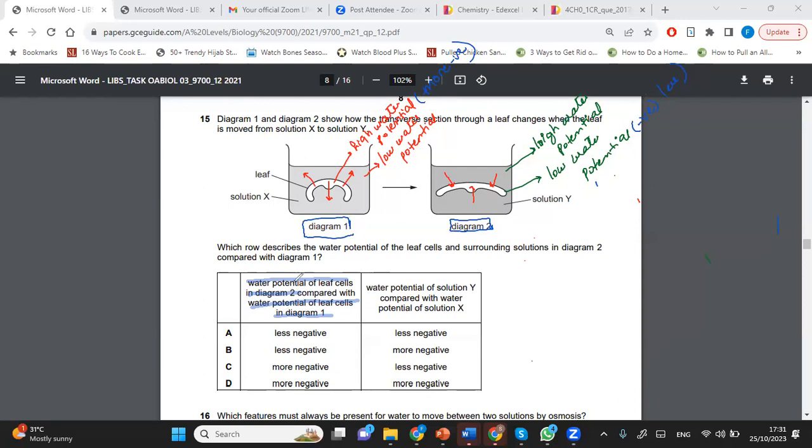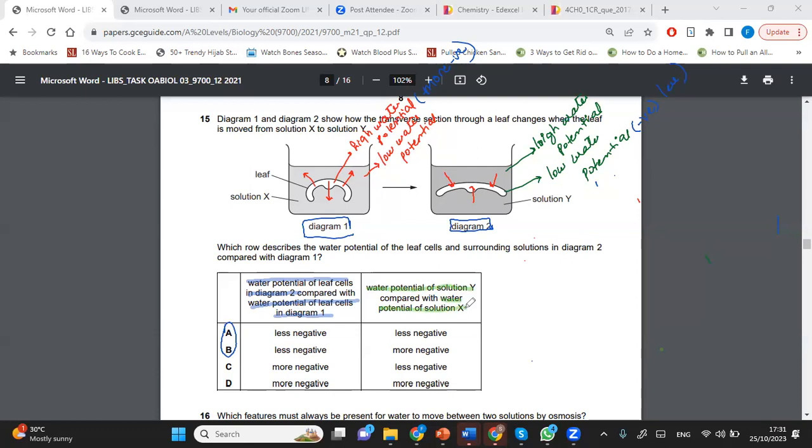So they're saying compare diagram 2 to diagram 1. So diagram 2 is less negative compared to diagram 1. So our answer is either option A or option B. Then let's take a look at the next part. The next part is stating the water potential of solution Y compared with the water potential of solution X.